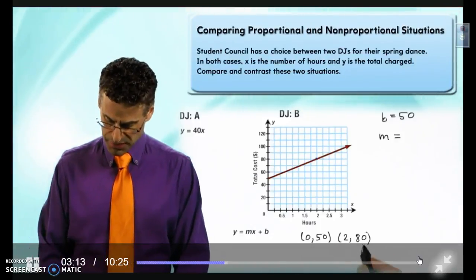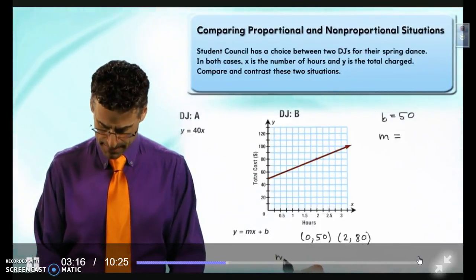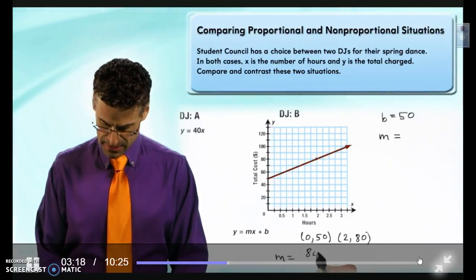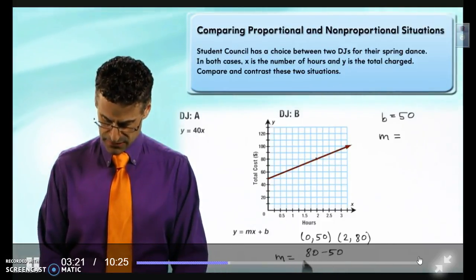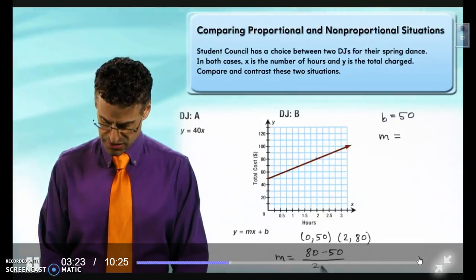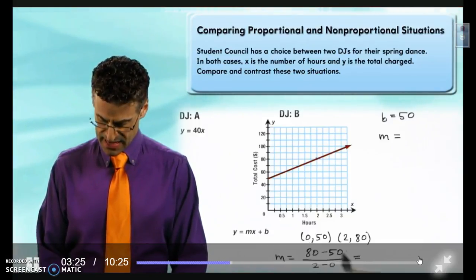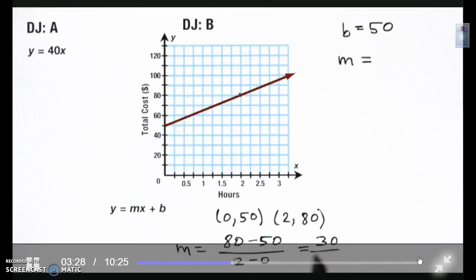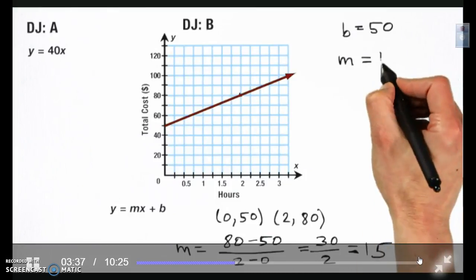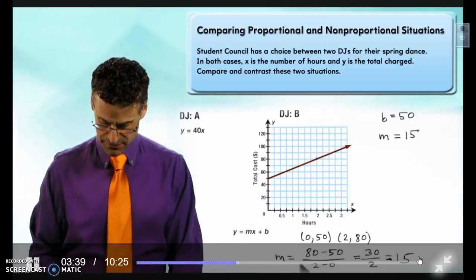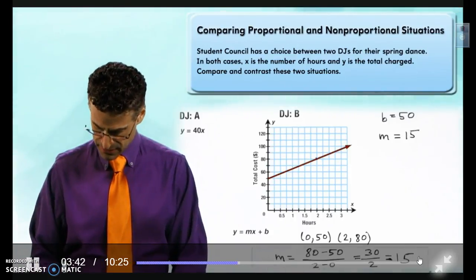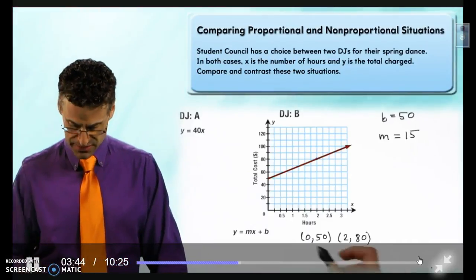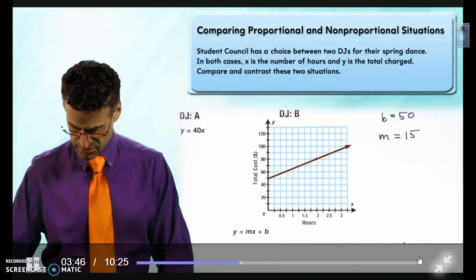So what's the slope? Well, the slope is the change in Y, which is 80 minus 50, divided by the change in X, which is 2 minus 0. And 80 minus 50 is 30. 2 minus 0 is 2. And so 30 divided by 2 is 15. So I see that this line has slope 15. Slope 15. And so, in fact, I can get rid of all of this stuff that we just figured out, because we don't need that anymore. We have the slope. In fact, I don't even care about these points anymore. Do you? I don't think you do either.